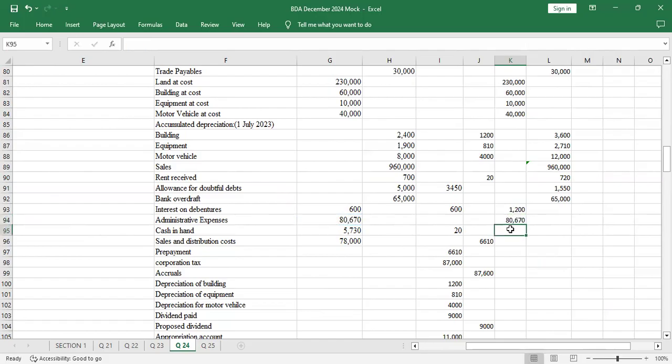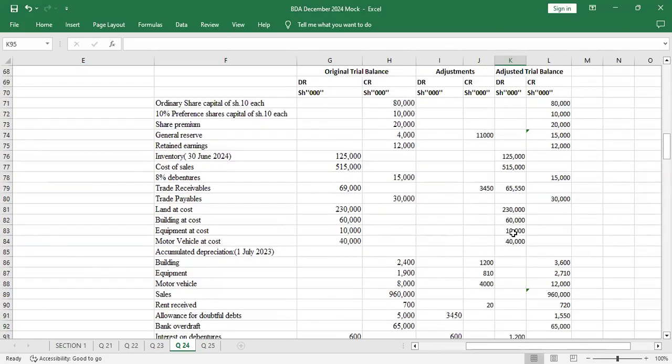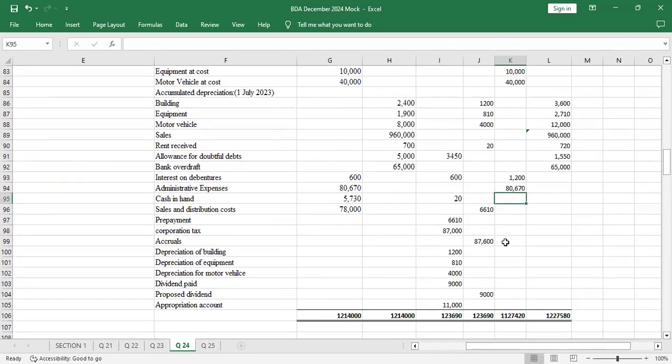Then we have cash in hand. There was also an increase in cash in hand because they all fall on the debit side. So I'll pick that and add 20.